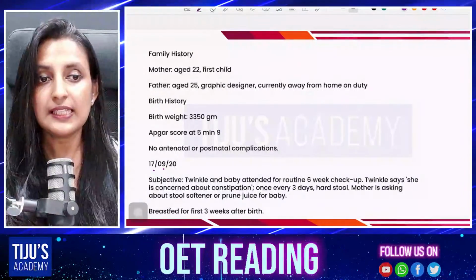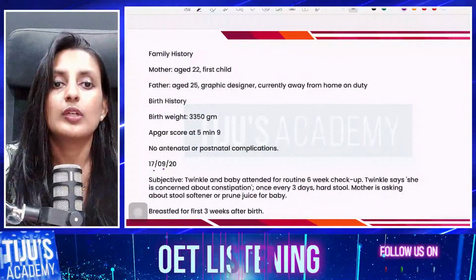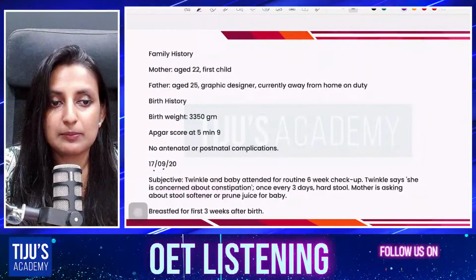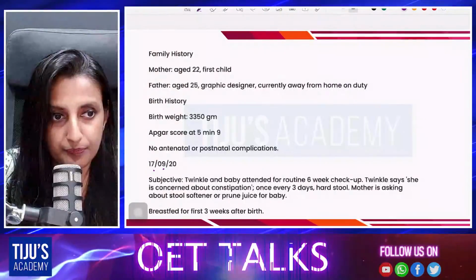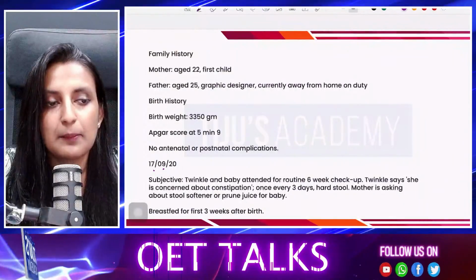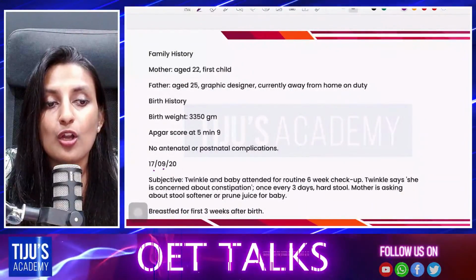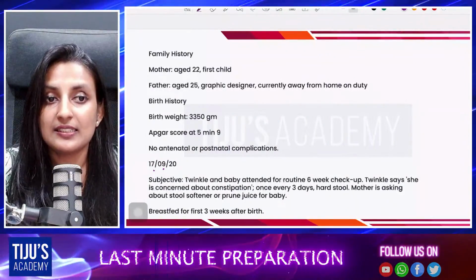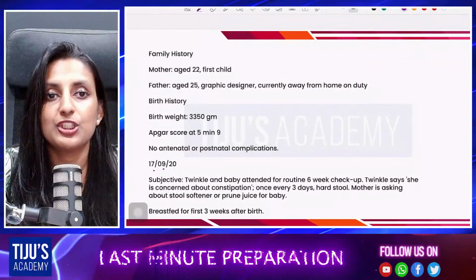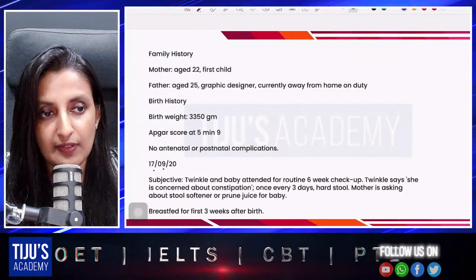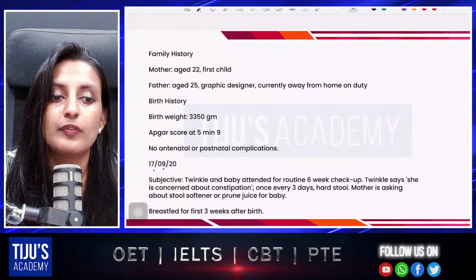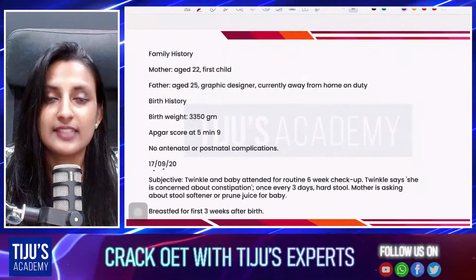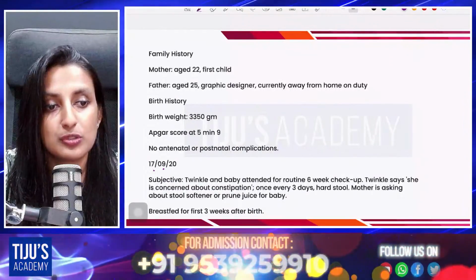Subjective. Twinkle and baby attended for routine 6-week checkup. So after giving birth, the baby and his mother attended for a routine checkup. Twinkle says, which means the mother says, she is concerned about constipation once every 3 days and hard stool. So the mother is concerned about the hard stool or constipation of the patient. That's why the mother is requesting a stool softener or prune juice for the baby.